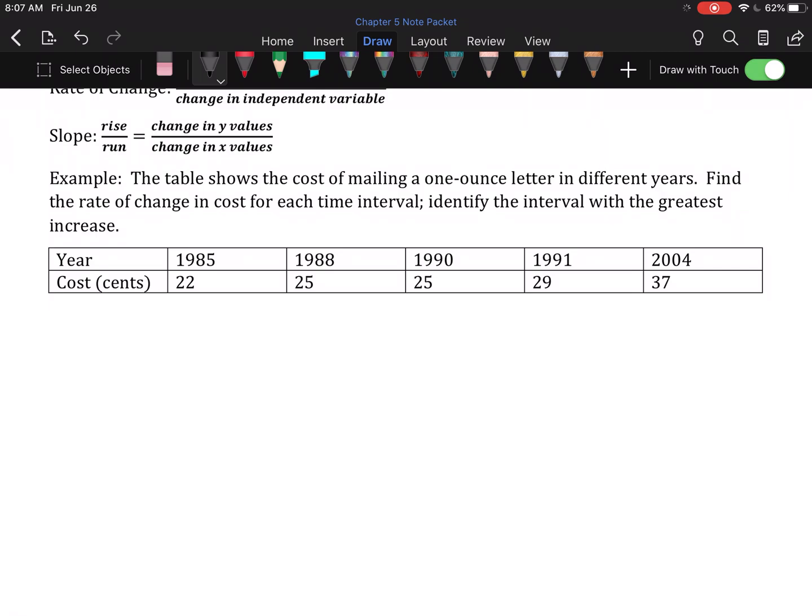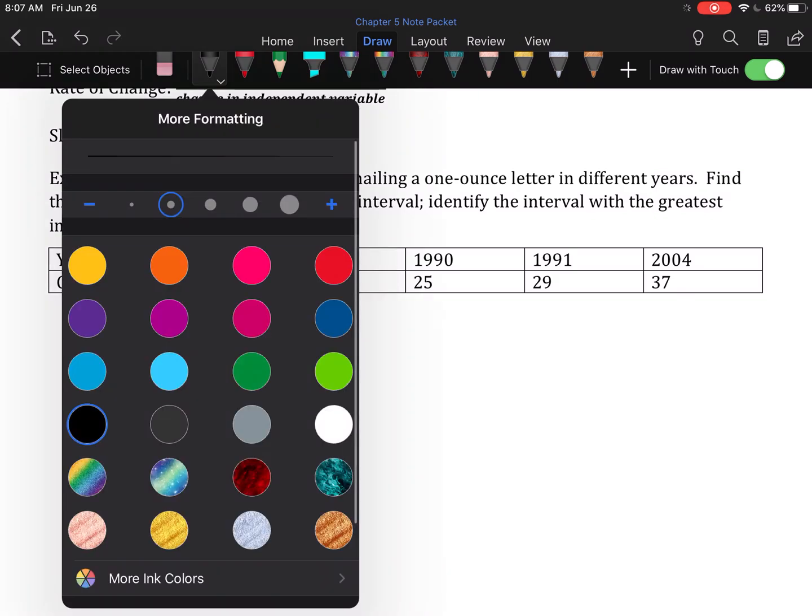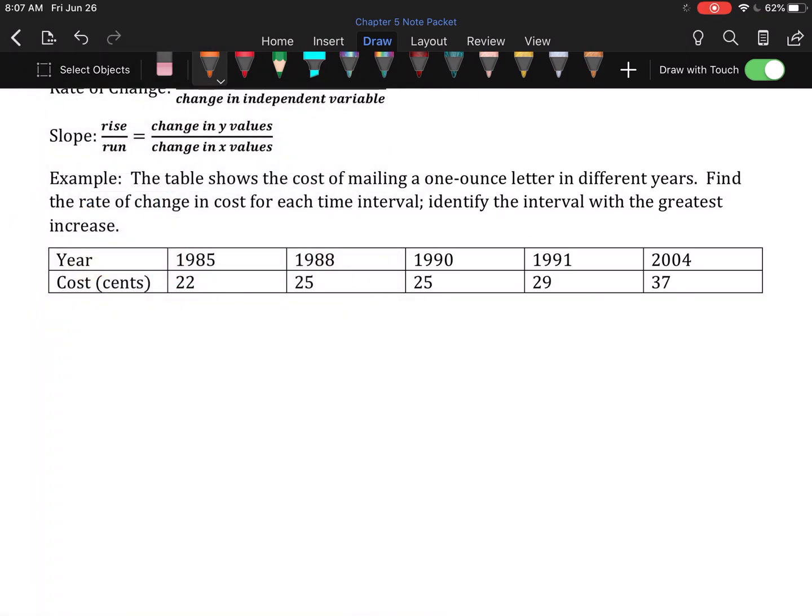First example, this table shows the cost of mailing a 1-ounce letter in different years. Find the rate of change in cost for each time interval. Identify the interval with the greatest increase. Okay, so the first thing we got to do is actually identify what the changes are here. So from 1985 to 1988 is plus 3. From 1988 to 1990 is plus 2. From 1990 to 1991 is plus 1. And from 1991 to 2004 is plus 13.